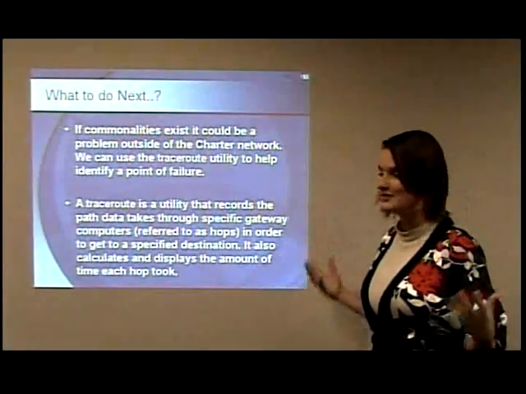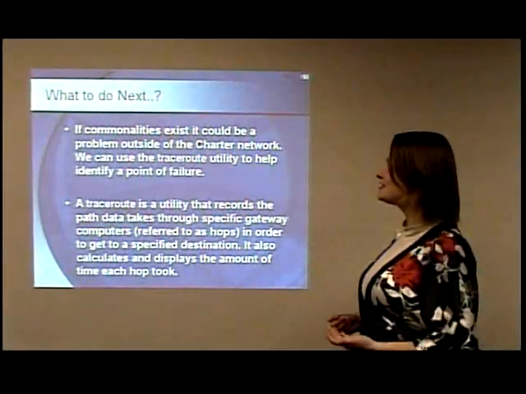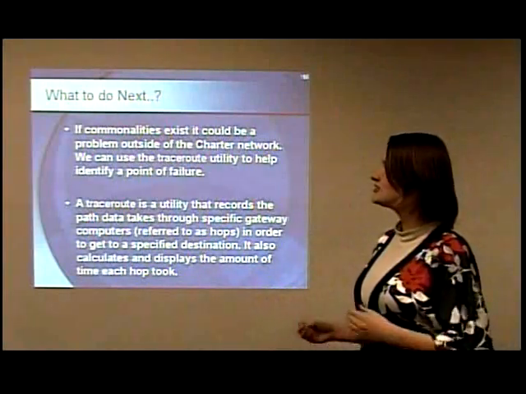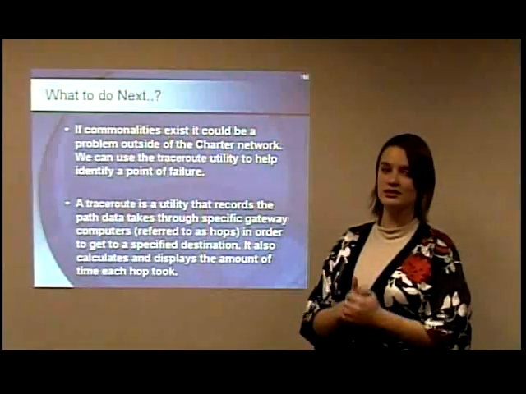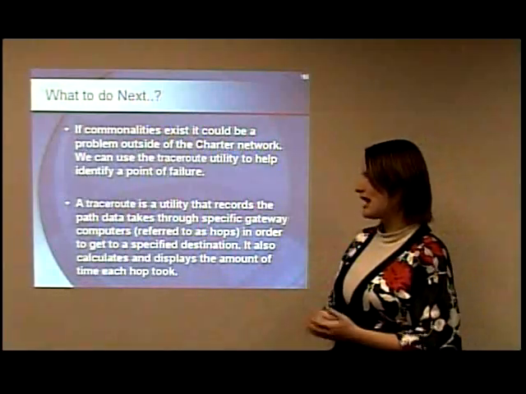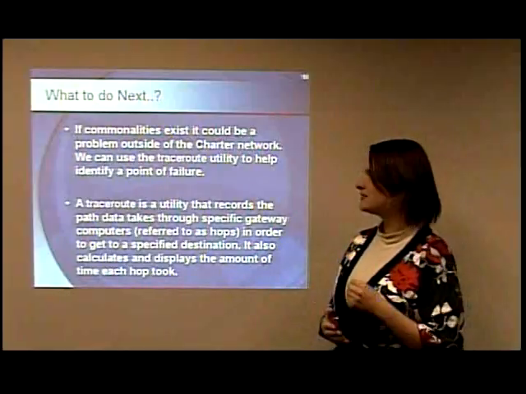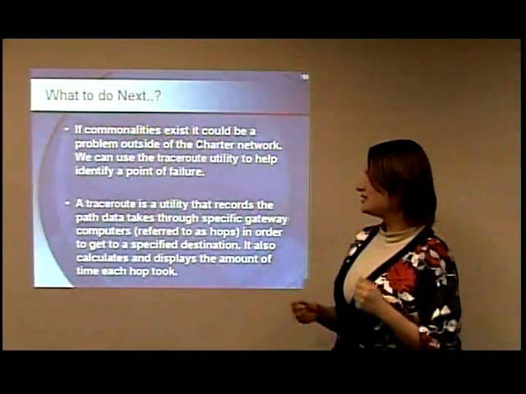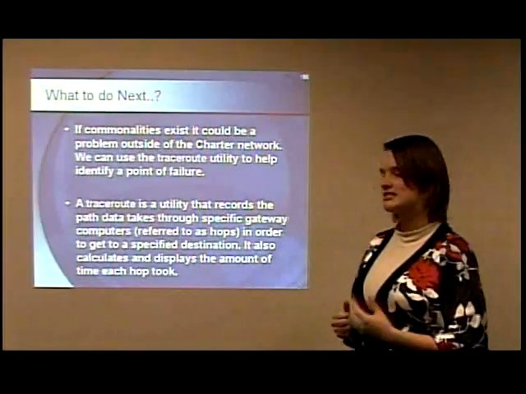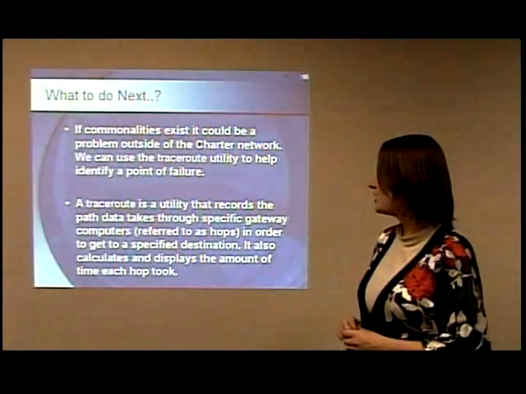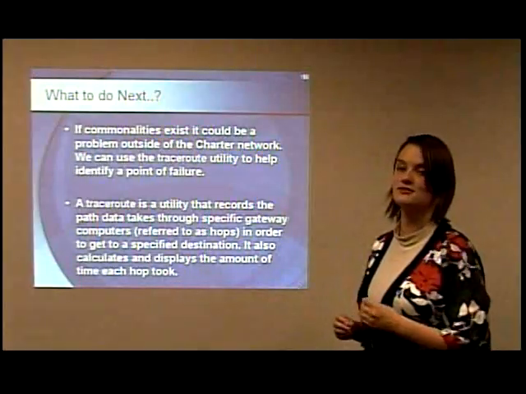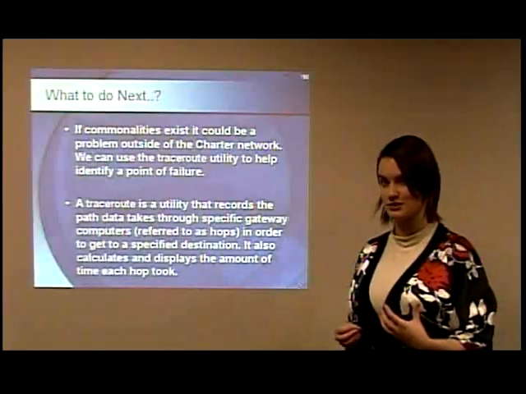What do you do next? If commonalities exist, it could be something outside of our network. It could be nothing on Charter's end. This is where we use the traceroute tool. This identifies points of failure. This records a path that data takes through a specific gateway, and these gateways are referred to as hops, in order to get to a specified destination. It also calculates and displays the amount of time that each hop takes, and that's very important in determining where the source of slow speeds is occurring.